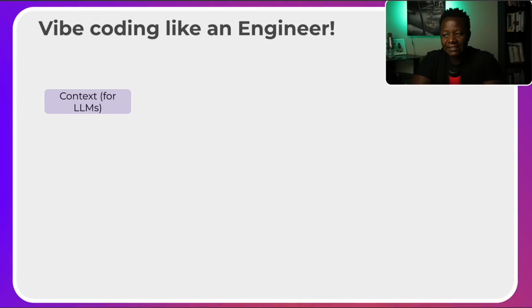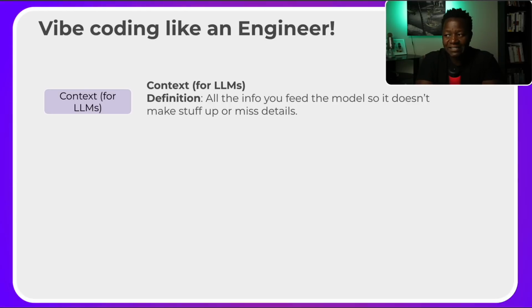The next is context. Large language models need context. What is context? Context is all the pieces of data that large language models need so they understand what it is that you're trying to do or trying to solve. And so context plays a huge part in this. So let's define things. All the info, again, you feed to the model so it doesn't make stuff up or miss details. Most often when you're vibe coding, it's not that the large language model or the agent is not able to solve the problem. Most often it's your ability to give enough context so the large language model, the AI agent, is able to solve that problem.